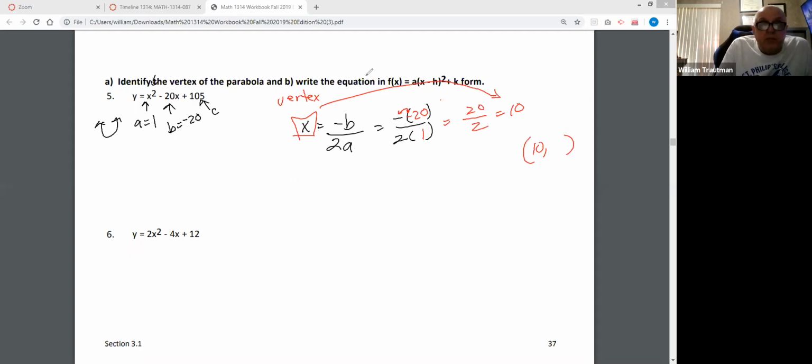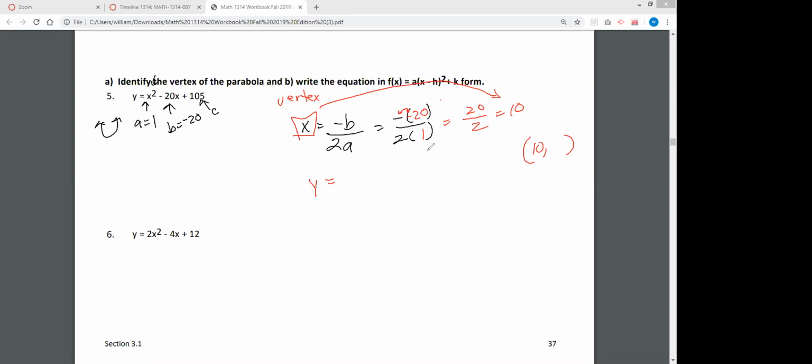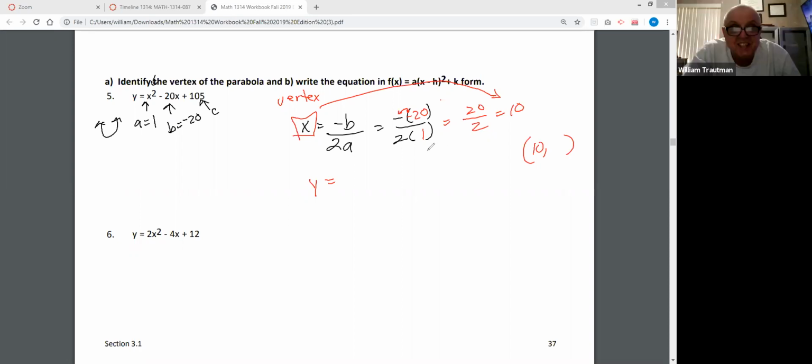How do I find the y value? Anybody remember how to find the y value for this? Anybody alive?